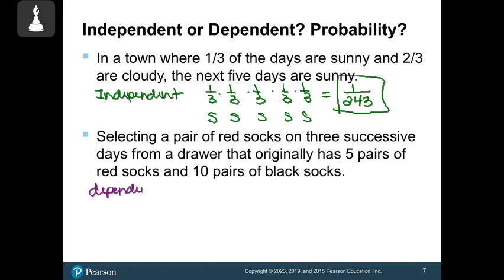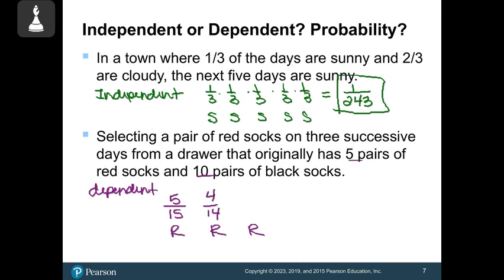We want to get red socks, and red socks. So on the first day I go to my drawer, I have 5 red socks out of a total of 15 because 5 plus 10 is 15. I wear those red socks all day. I throw them in the hamper. Wake up the next day and I want another pair of red socks. Well, now there's only 4 pairs of red socks out of 14 total pairs.